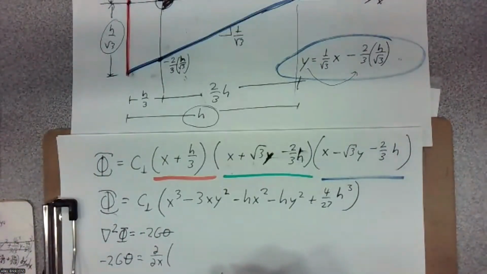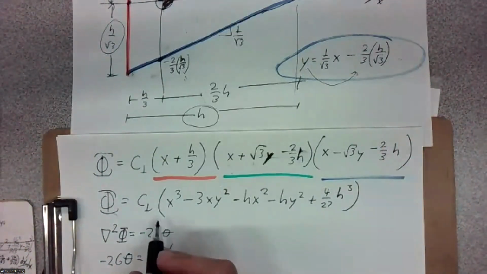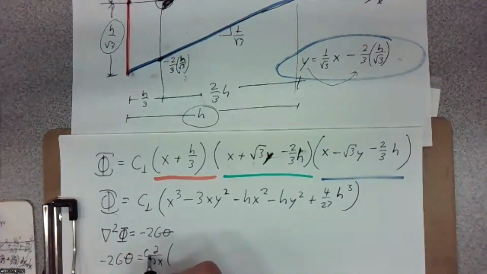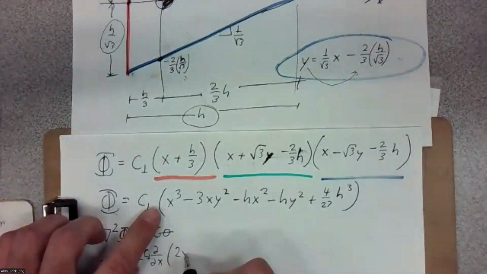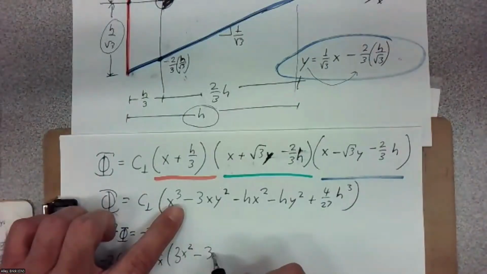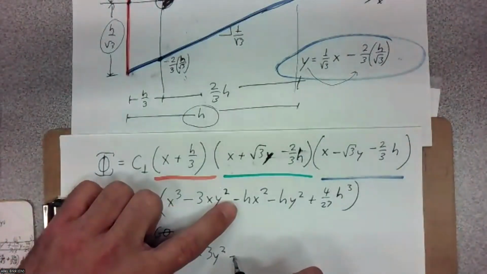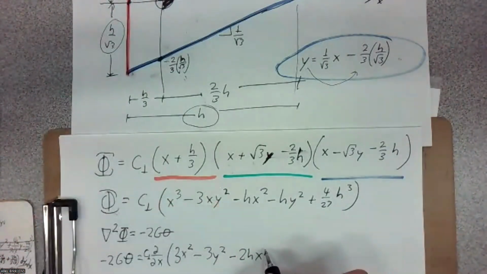So I'll do one at a time. Put the C1 out in front. We'll take one x derivative first. So we got 3x squared minus 3y squared minus 2hx. And that's all we got.